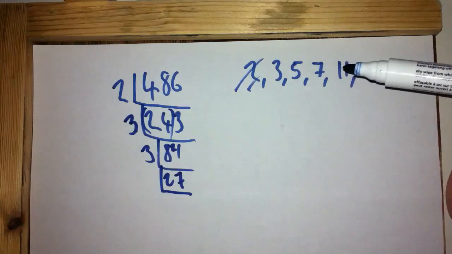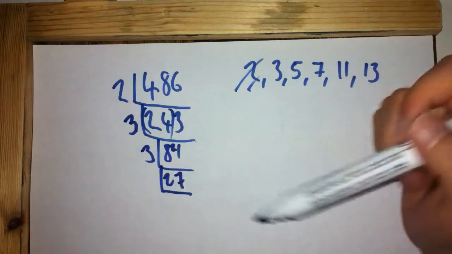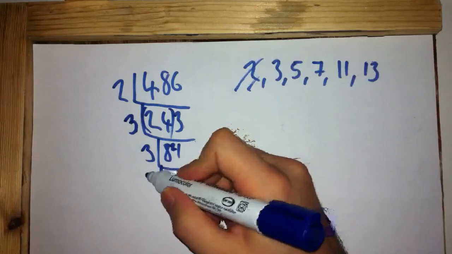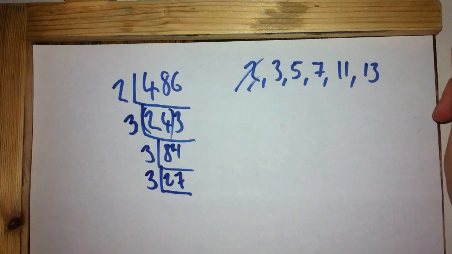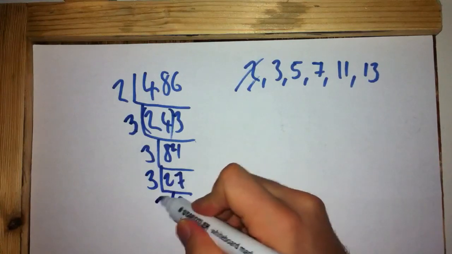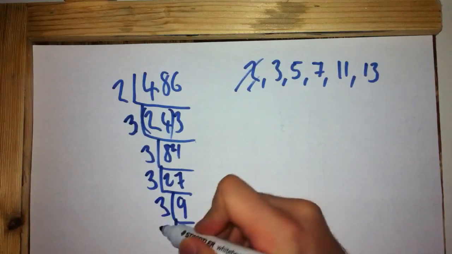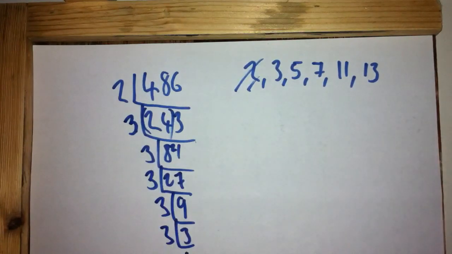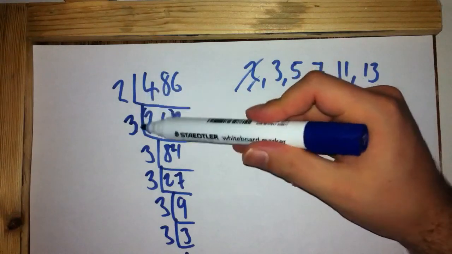Does 3 go into 27? Yes, because 2 plus 7 is 9, it's in the 3 times table, so we put a 3 there. 3's into 27, doesn't go into the 2, carry the 2, and it's 3 times 9. Of course we can do 3's into 9, go 3, and 3's into 3 go 1. So that's all we needed. We needed 1, 2, and lots of 3's.